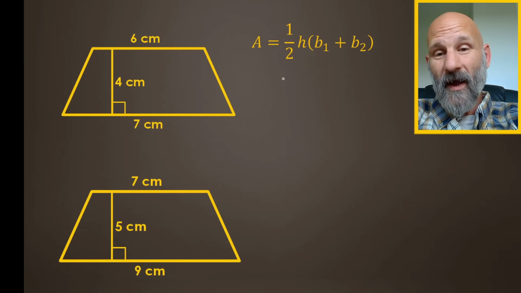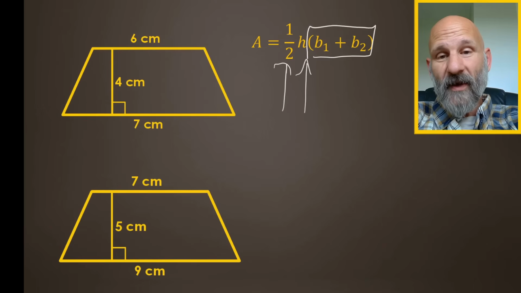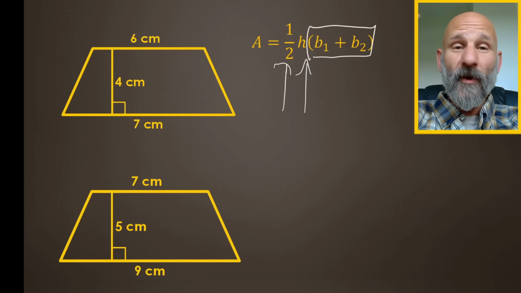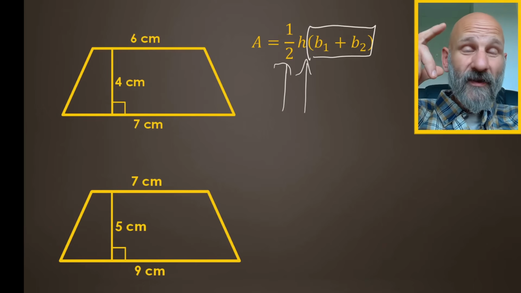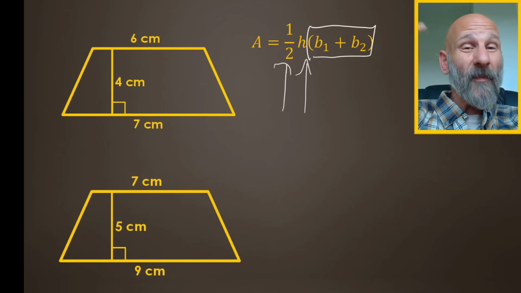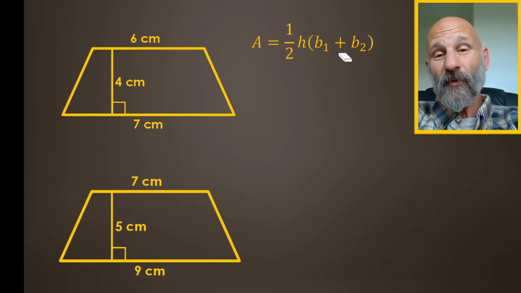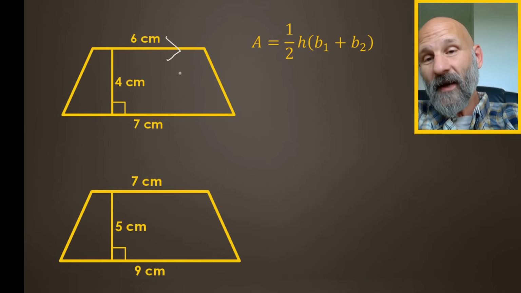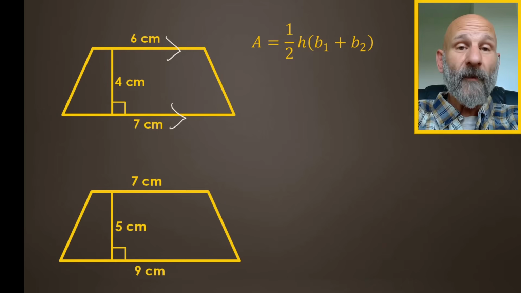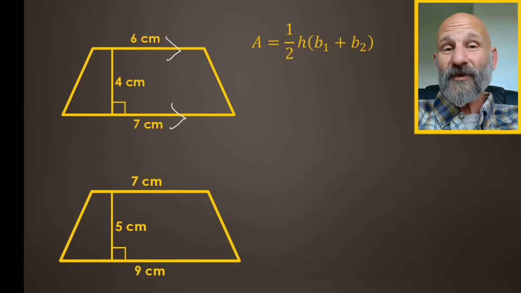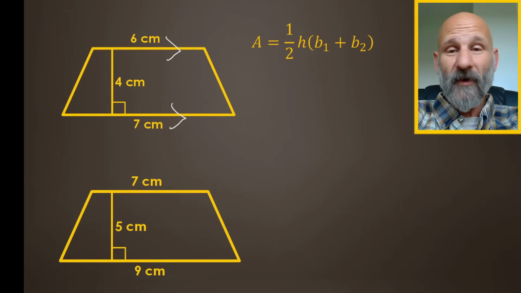Okay, so we've got 1/2 times the height, and then we're going to add up the bases and multiply those together. Now, what are the bases? Well, the bases are kind of the top and the bottom. It's the parallel sides. Remember, a trapezoid has two parallel sides. So we've got one there and we've got one there. There's base 1, there's base 2. They are interchangeable. It doesn't matter which one you pick for 1, which one you pick for 2.